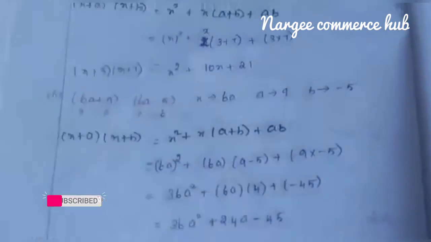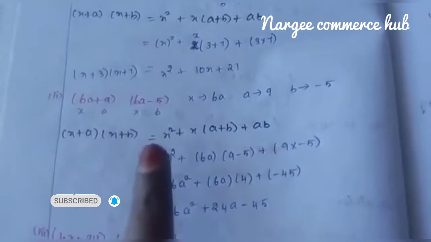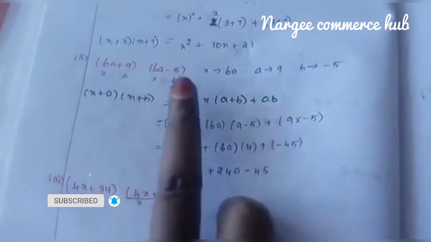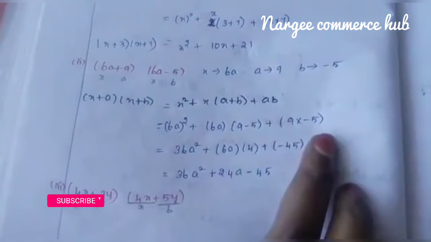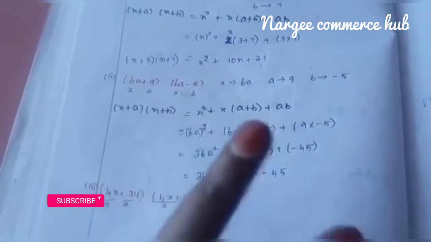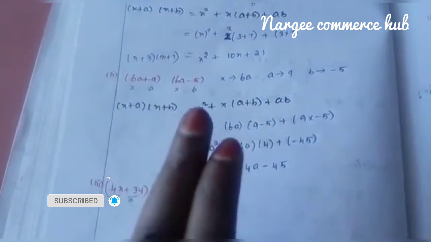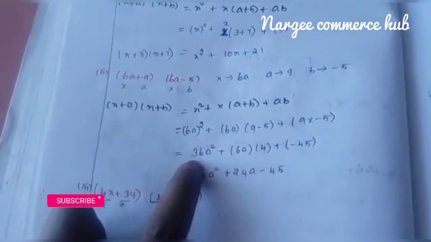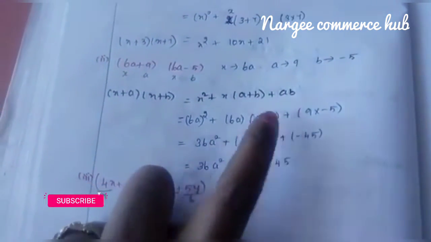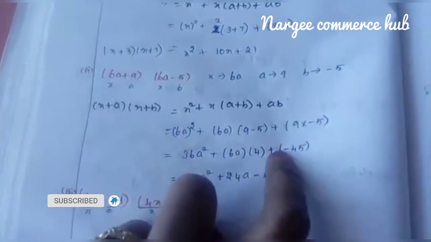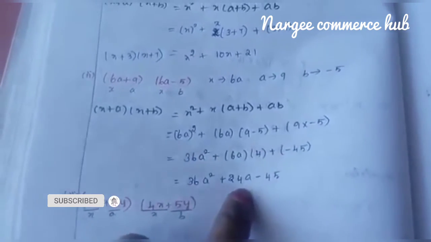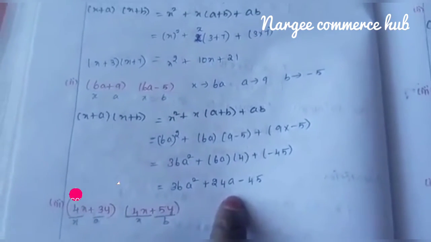Now our formula: x squared plus x into (a plus b) plus ab. X squared is 6a the whole square, x is 6a, a plus b is 9 minus 5, and ab is 9 into minus 5. In 6a the whole square, both 6 and a are squared: 6 6s are 36, a into a is a squared. Again 6a into (9 minus 5), 9 minus 5 is 4. 9 into minus 5 is minus 45. This is 36a squared, 4 6s are 24a, plus into minus, minus 45.